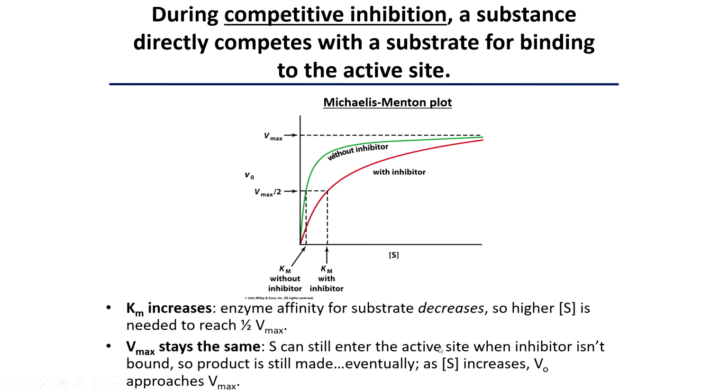The substrate can still enter the active site when it's in high enough concentration, when inhibitor isn't bound. And so eventually product is still made. And so we'll still get to the end point, the saturation point, as long as you saturate the reaction with substrate. Km, however, will increase. It's going to take more substrate to get to half Vmax. That makes sense because there's an inhibitor in there blocking its way. And so we've got to increase the amount of substrate. So that's going to increase the Km, and increasing the Km would mean enzyme affinity for substrate is lower in the presence of an inhibitor.